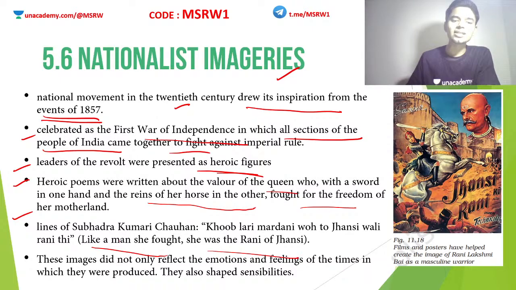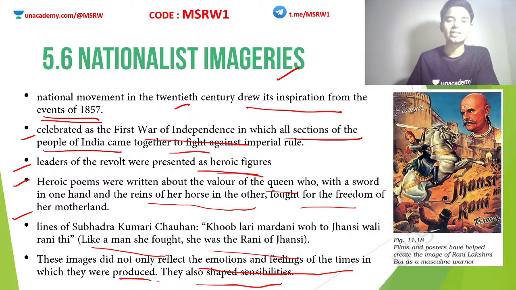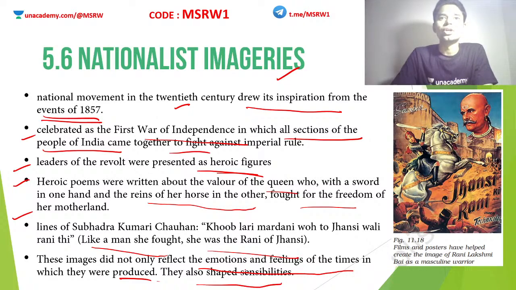Fine. So these images did not just reflect the emotions and feelings of the times in which they were produced. They also shaped sensibilities. You have to understand that all these images were painted for the emotions of that particular time. Okay, but it was not just about emotions. They were also shaped based on some sensibilities. These images tell us a lot of things. It is not just a blunt abstract image. A lot of social realities can be studied from all these artistic works.